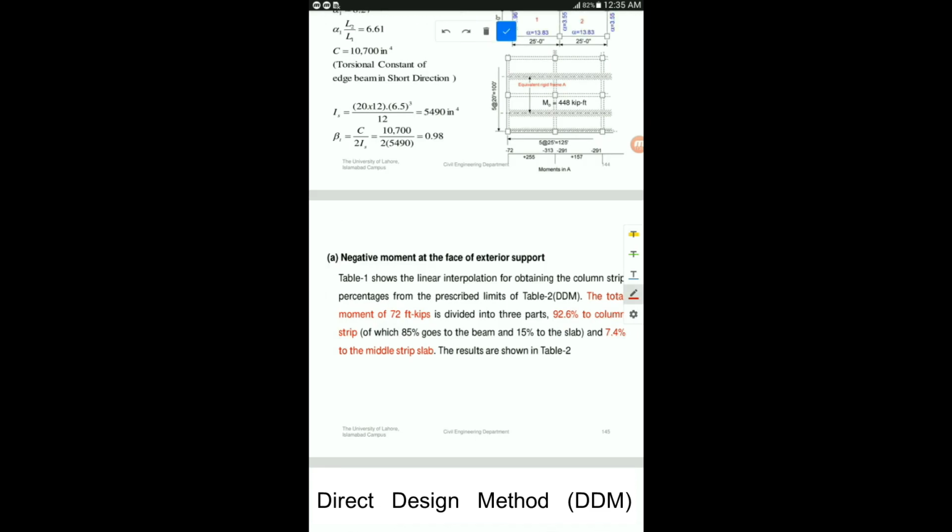So all this expression has been written here. Table 1 shows the linear interpolation for obtaining the column strip percentage for prescribed limits of table 2. The total moment is 72 foot-kips. This moment at location 1 is divided into 3 parts: 92.6% to the column strip and 7.4% to the middle strip. This we already calculated. Now from this 92.6%, I'm going to show you, 92.6 divided by 100 multiplied by 72. The value is coming out to be 66.67. So this moment will go to the column strip. This moment will be further divided into 2 parts, as we already discussed, because the moment going to the column strip is divided between the column strip slab and beam.